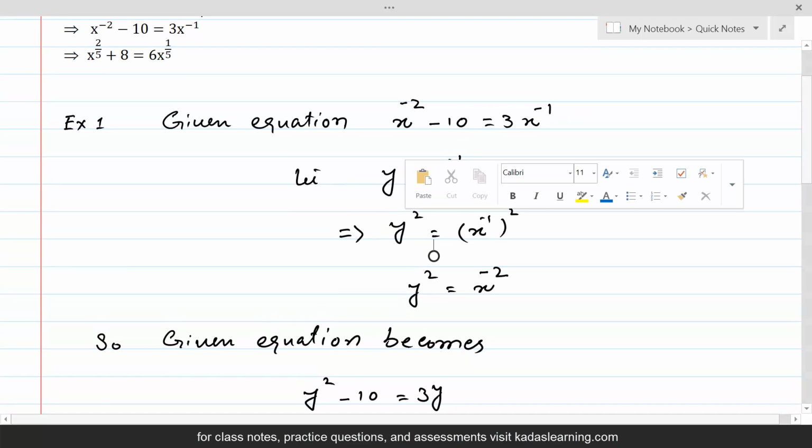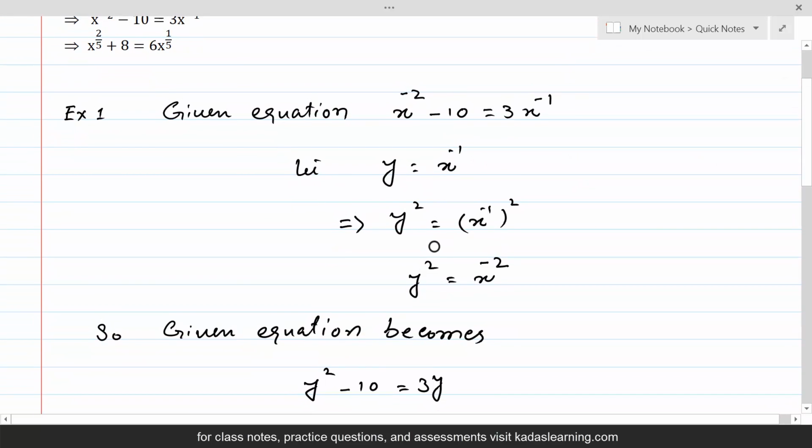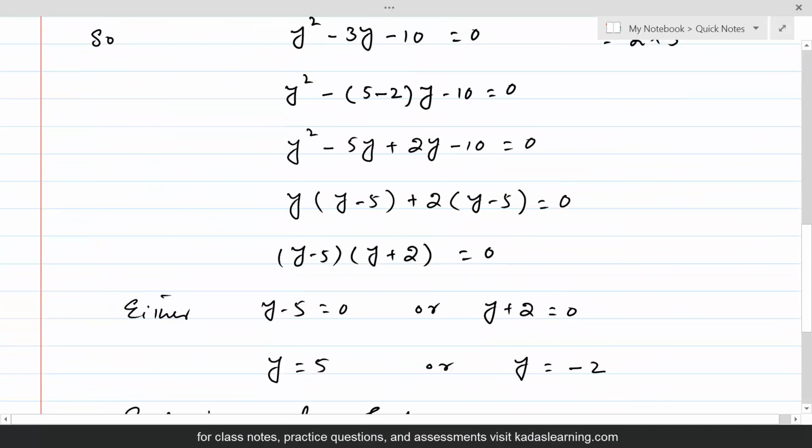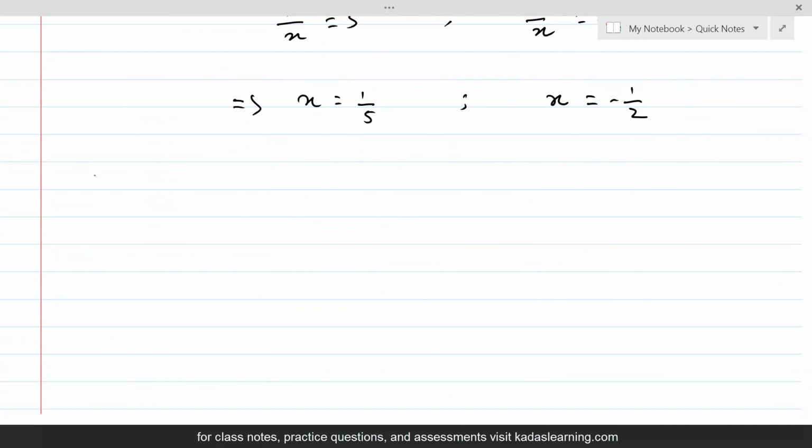Now the second equation, which is x^(2/5) plus 8. So the given equation now, example number 2.